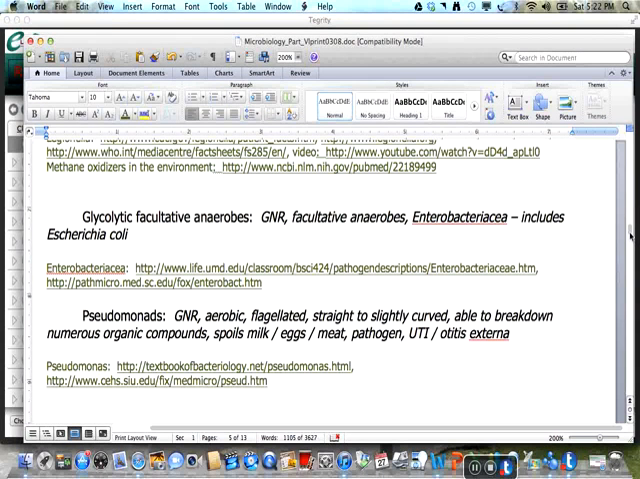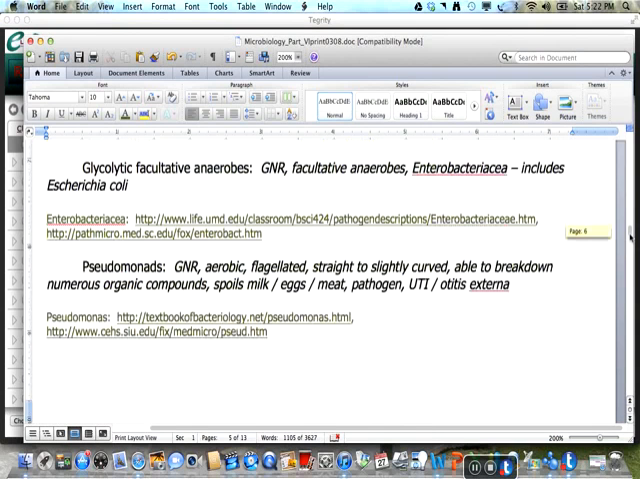The glycolytic facultative anaerobes are gram-negative rods. These include the Enterobacteriaceae and Escherichia coli. These are a really big group of organisms, and we look at the clinically significant ones later on in the quarter.